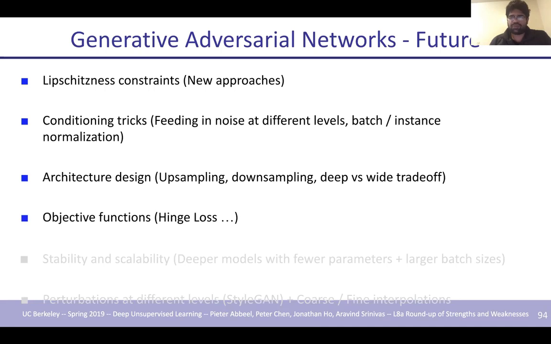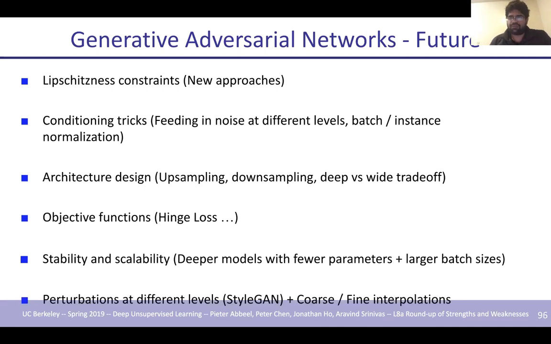What is the right objective function for your discriminator, and how to scale and train GANs in a stable manner for larger problems, and how to perturb it at various different levels, like how to add instance noise or feature noise so that you can stabilize the training of the discriminator much better. So all those things are very, very interesting to think about.